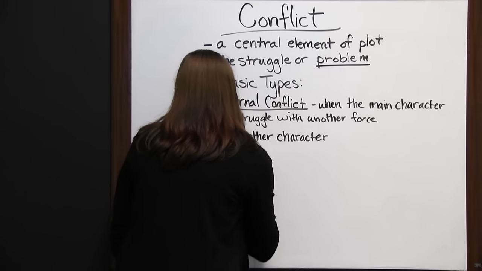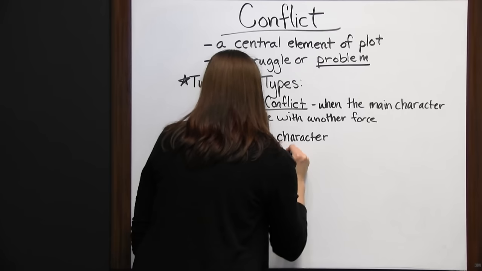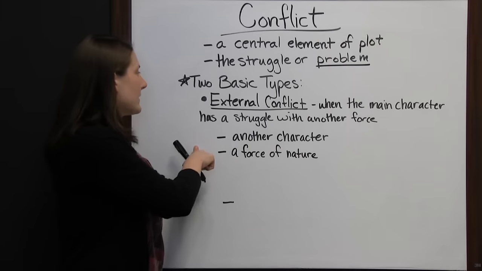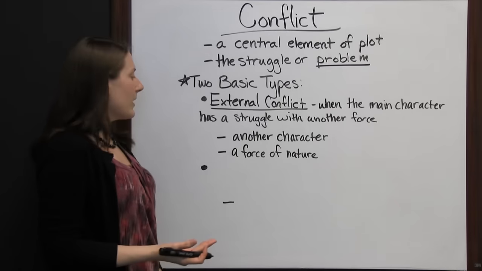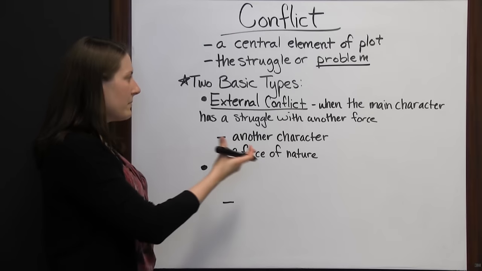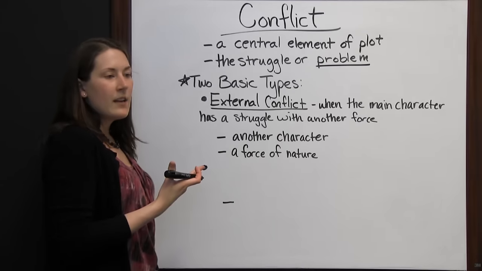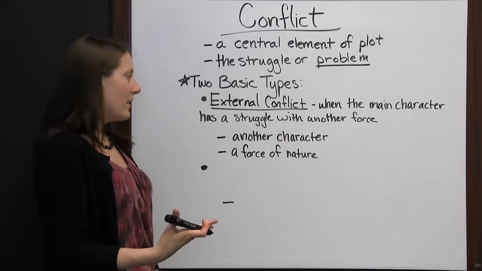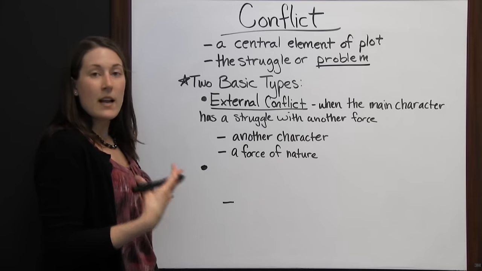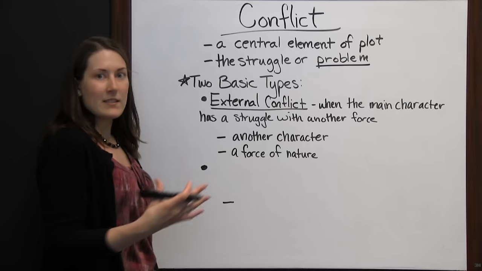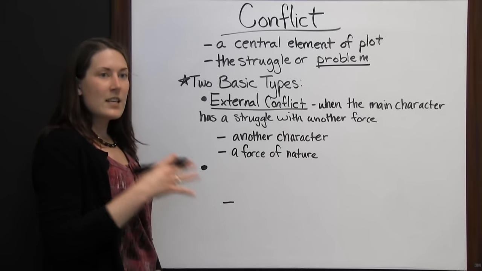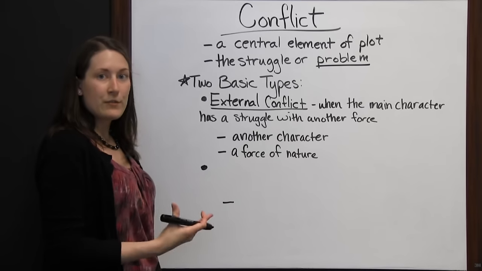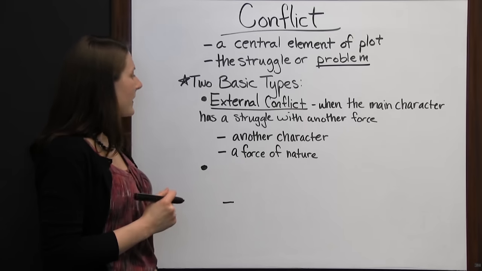Or it could be with a force of nature. Forces of nature are external. They are outside of the main character, and so that makes it an external conflict. An example of a force of nature being the main conflict source would be if there was a bad storm coming. That storm is a force of nature, and it could be the conflict. Or if a man is trapped on an island, that would be a conflict because they're trapped there. All of nature is keeping them there. They can't get away. And the struggle to survive could be another conflict with nature.